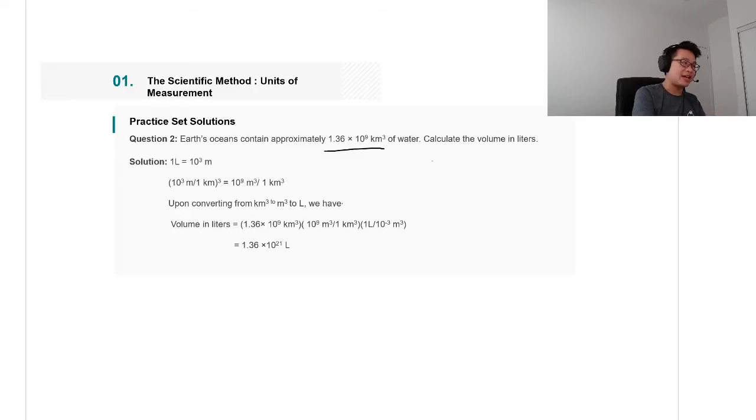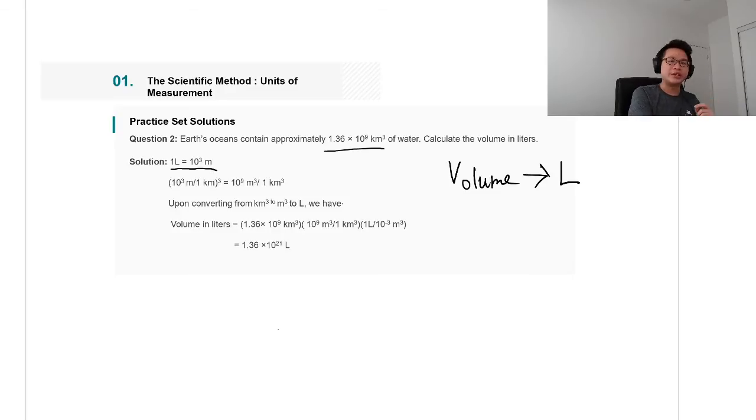But the SI unit of volume will be liter. Because we have a unit that is not in the SI unit, we have to convert that to SI unit. So first of all, we have to know the conversion factor. The conversion factor, most of the time is given. Sometimes you have to memorize that. But for this question, it's already given.